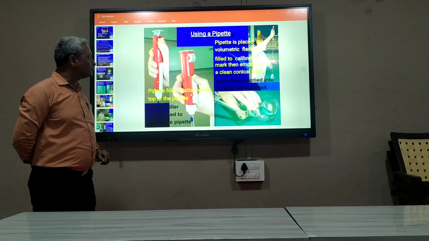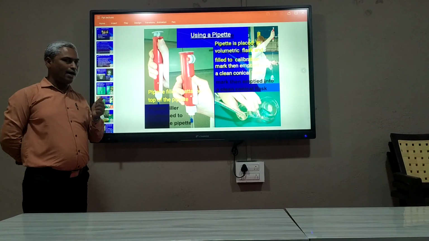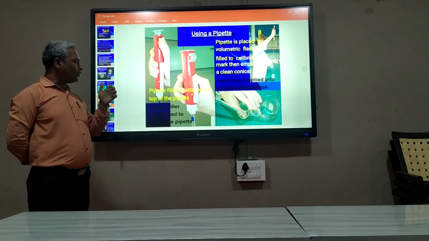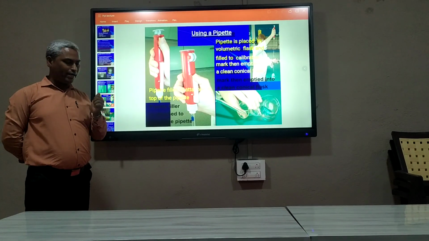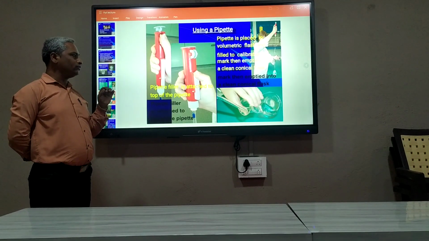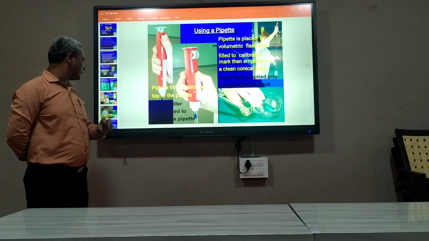This is the part where we use the pipette, also called micropipette or attopipette, which we use in the preparation of standard solutions.